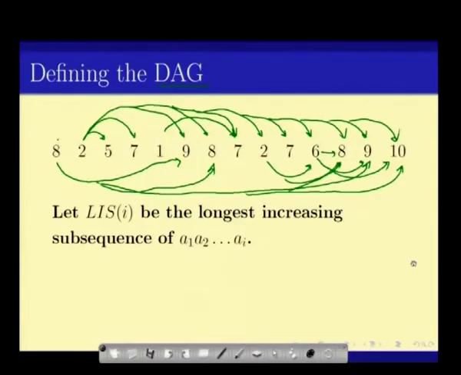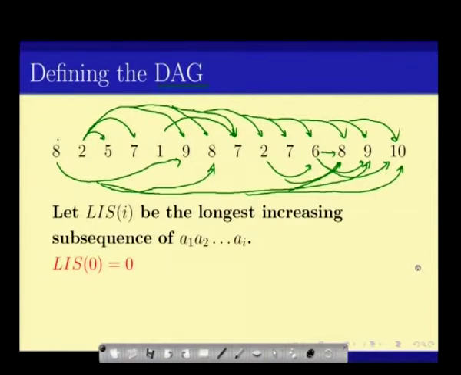Now, once I am done with it, let me try to define the recursive definition. Let LIS(i), or in other words the longest increasing subsequence, be the longest increasing subsequence of A1 to Ai, not A1 to An, but A1 to Ai. This is very similar to how we defined things in the last lecture. So, what is the base case? Clearly LIS(0) is 0, because if the sequence itself has no symbol, then the length of the longest increasing sequence is also just 0.